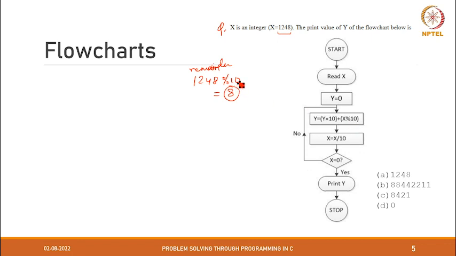So keeping that in mind, can you try to solve this particular flowchart and tell me the answer? You can write the answer in the chat box.